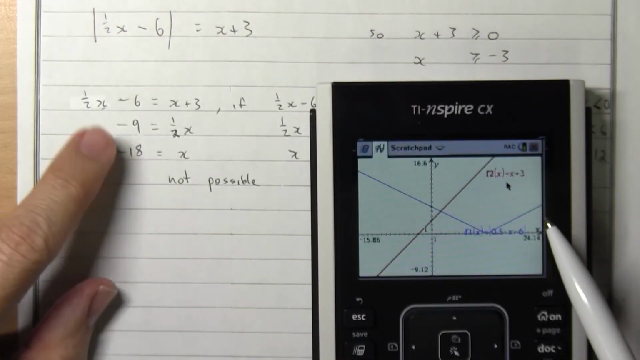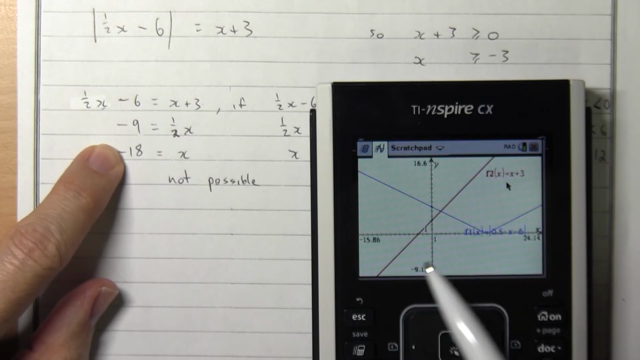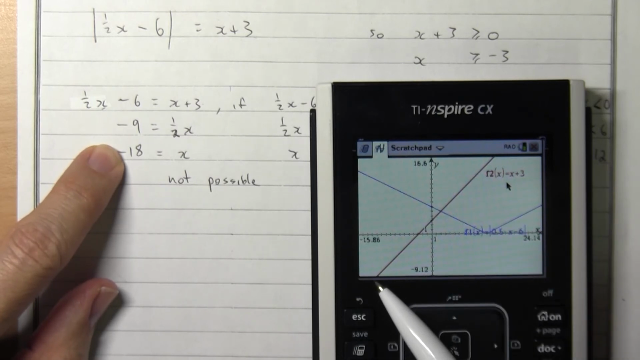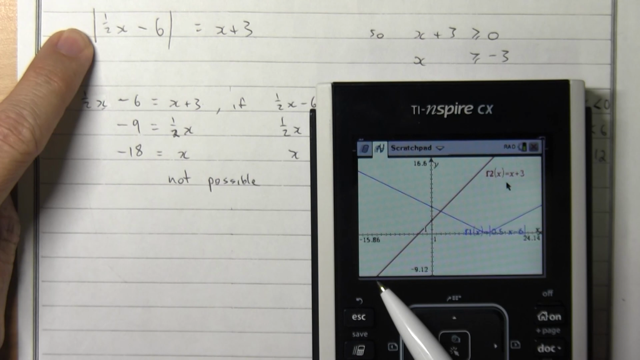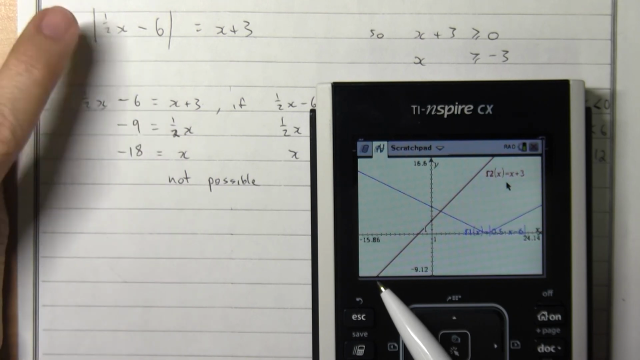Where was the other one going to be? The other place where these were going to intersect was down here at x is negative 18. Follow this line back until it meets that line. So it would have met, except for the absolute value sign. So it's not a possible solution with an absolute value there.